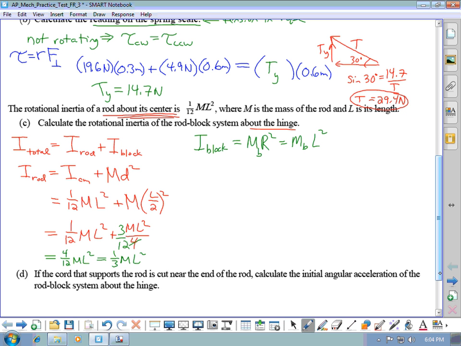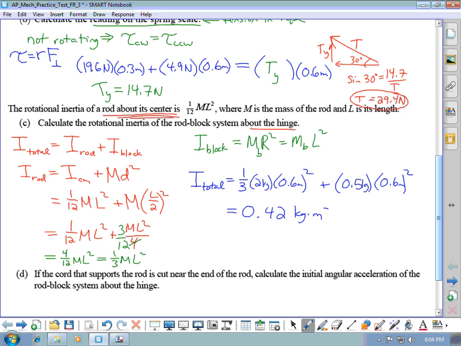And so putting those things together, the total rotational inertia is 1/3 times the mass of the rod, 2 kilograms, times the length of the rod, 0.6 meters squared, plus the mass of the block, 0.5 kilograms, times the distance from the axis of rotation, 0.6 meters squared. And that gives a rotational inertia of 0.42 kilogram meters squared.